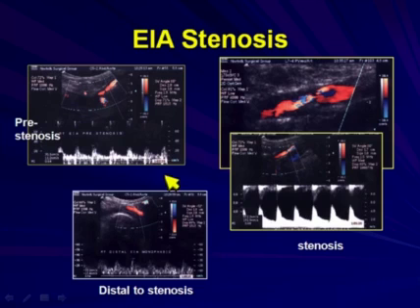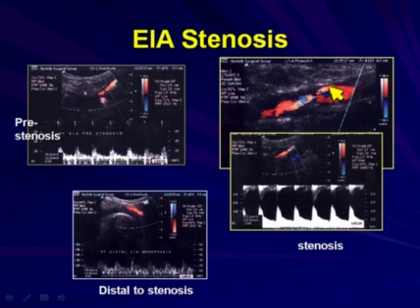Here's an example of an external iliac stenosis. So here's what I was talking about. Here's the pre-stenosis waveform. It is monophasic. It doesn't have a diastolic component. Then we get into the highest velocity and then document the post-stenotic turbulence distal to the stenosis.